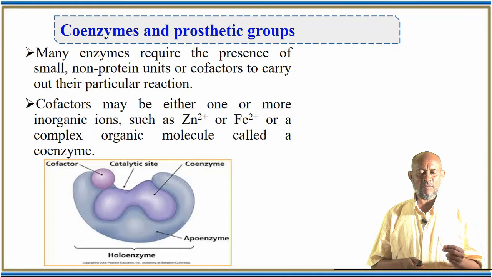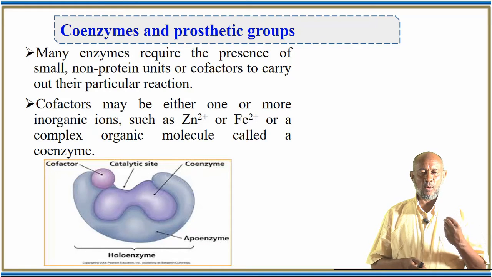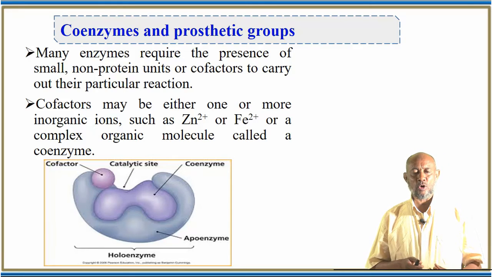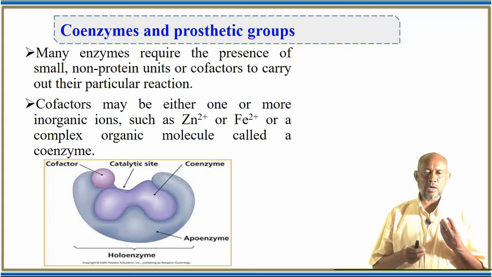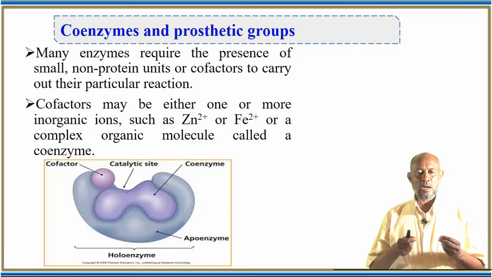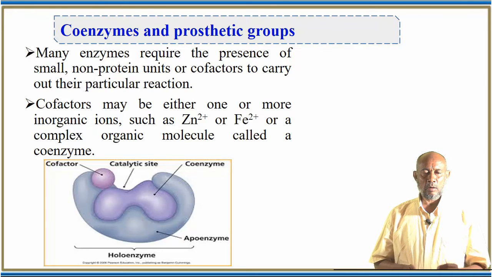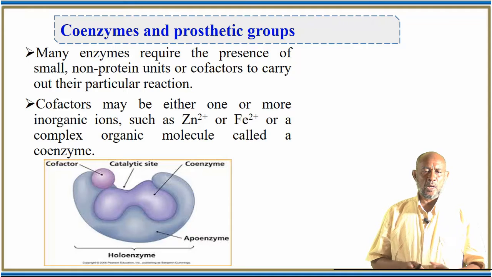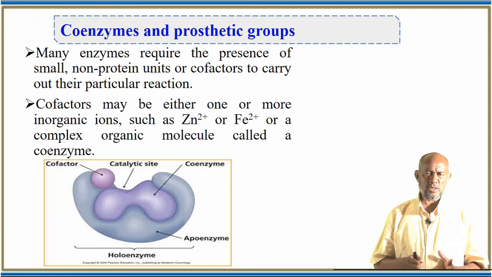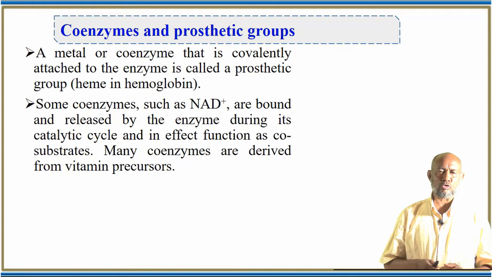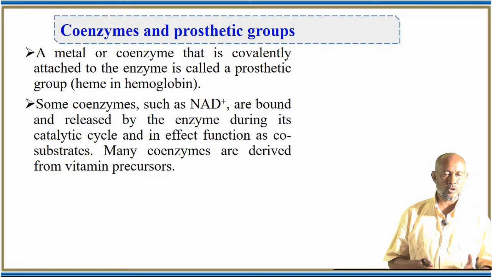Look, a cofactor, when it is an inorganic ion, we say prosthetic group. A cofactor which is an organic molecule is said to be a coenzyme, which is attached loosely to the apoenzyme. Therefore, they make altogether a holoenzyme. A metal or a coenzyme that is covalently attached to the enzyme is called a prosthetic group.